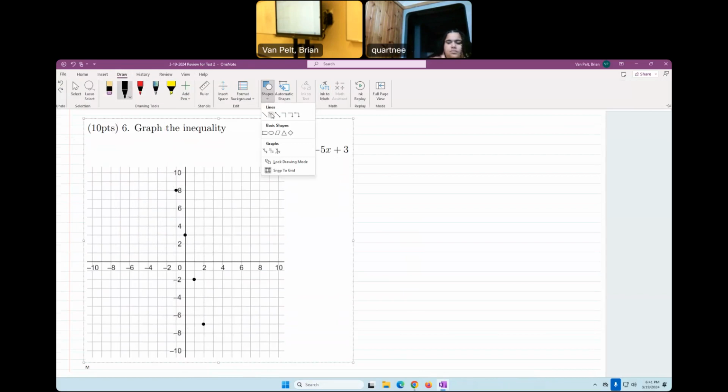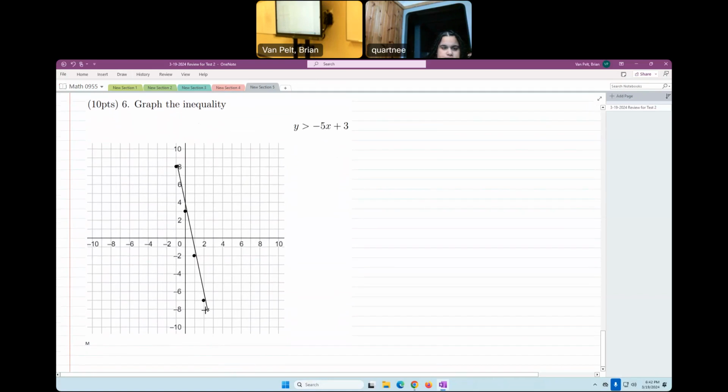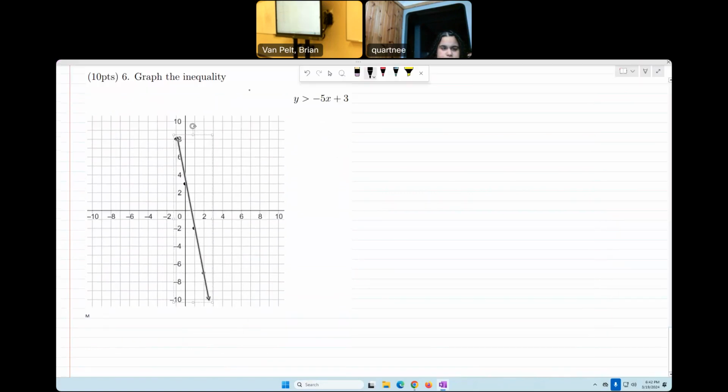Okay, you went up to 3. You started with 3, this is the Y intercept. Then you counted down 5, right 1, because it's -5/1. Yeah, down 5, over 1. Down 5 to the right 1. Still a little bit off.